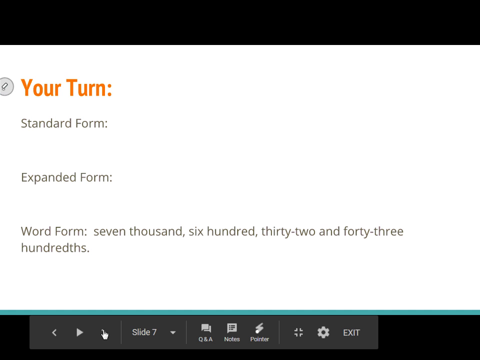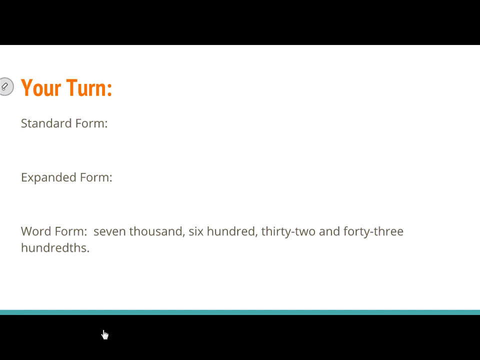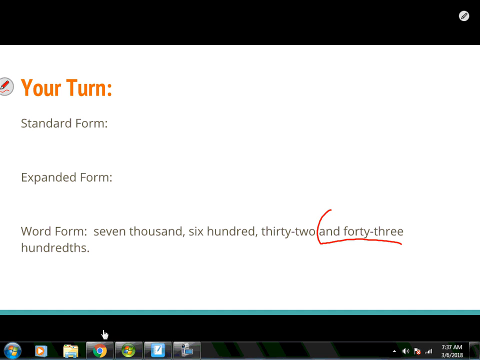All right, let's take a look at this one. Pause the video. You've been given the word form. Now we'd like for you to write the standard form and the expanded form. Okay, so when we have the word form, we have 7,632 and 43 hundredths. Okay, there's several things to look at here. This is where our decimal is going to start because we have the word and. We know that stands for a decimal. Okay, we also have several things here that are separated by commas. This shows us our place values.